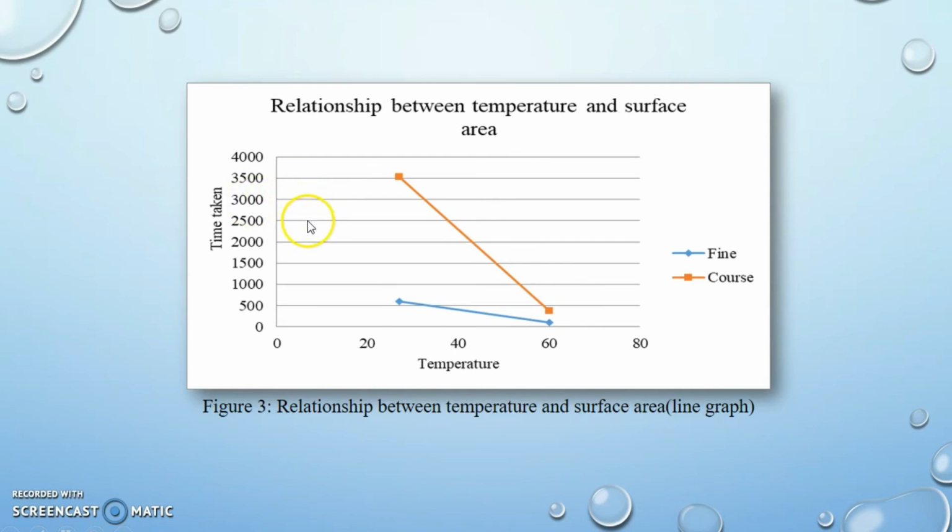The high temperature, which is 60 degrees Celsius, increases the reaction rate for both fine salt and coarse salt to dissolve by decreasing the time taken for the salt to dissolve. While at 60 degrees Celsius, the coarse salt recorded a high time taken compared to 27 degrees Celsius.